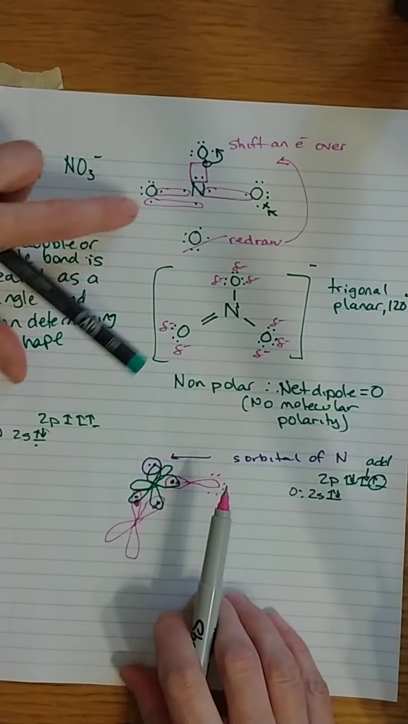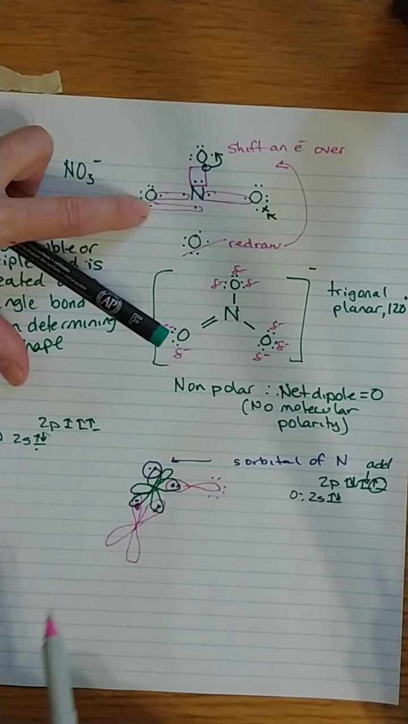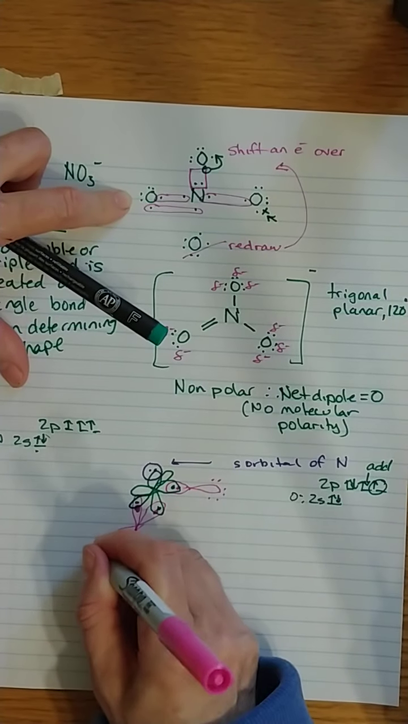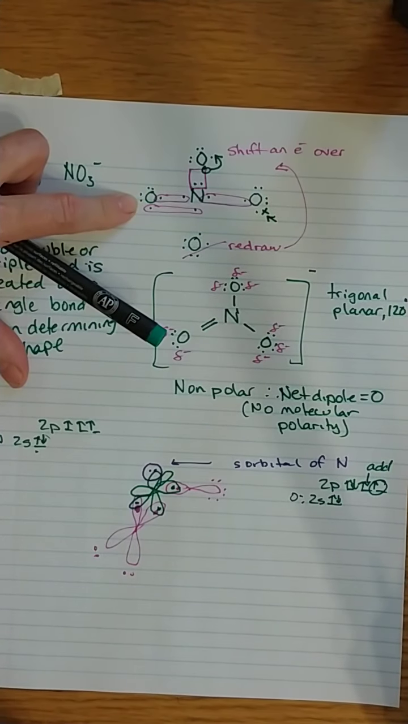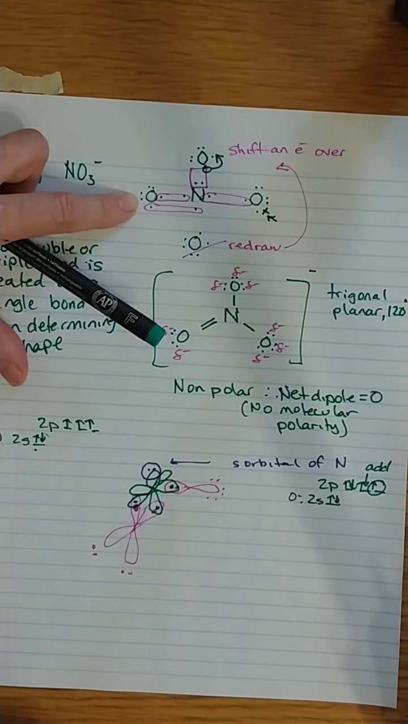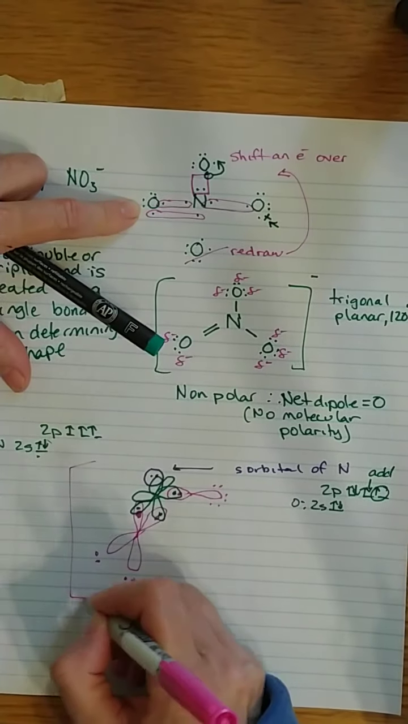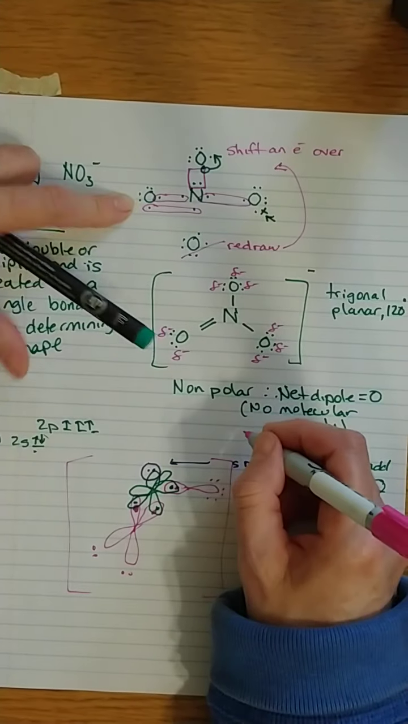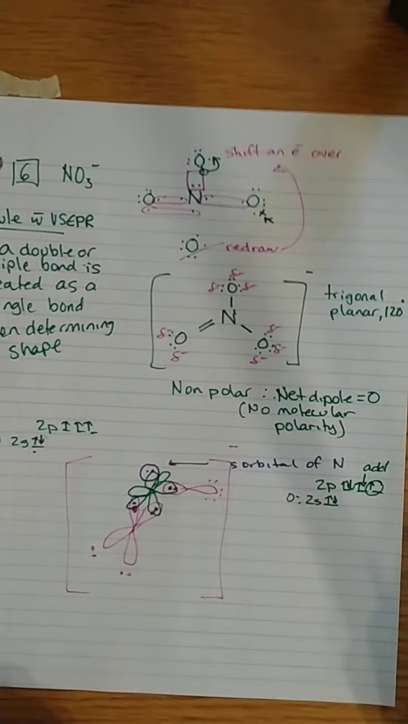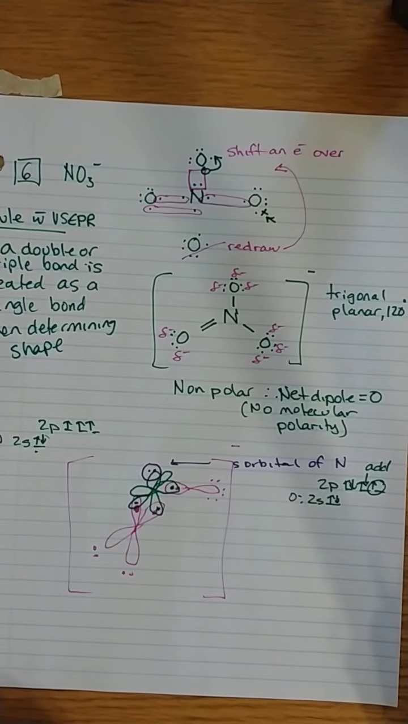They're both half-full p orbitals of the O participating, and then the 2 lone pairs, 1 from the 3rd p orbital, 1 from the s, don't participate, so we just draw them in like that. And then the last thing you're going to do is put your square bracket and a negative around it. So that's what NO3 looks like.